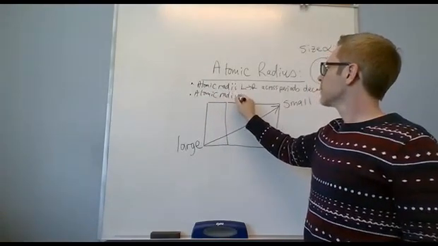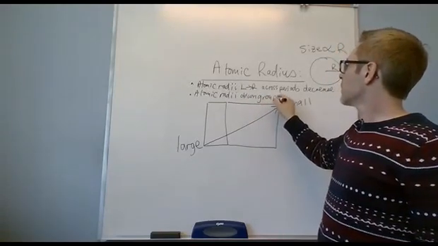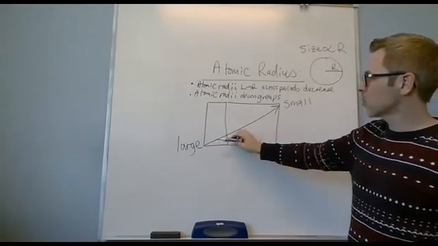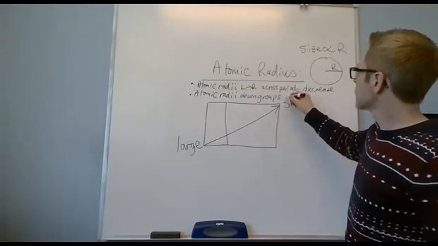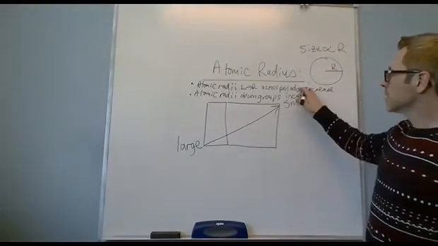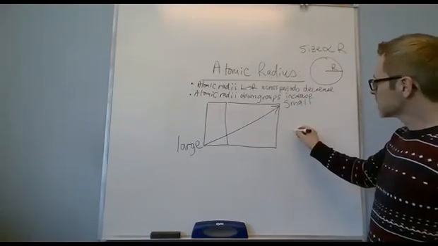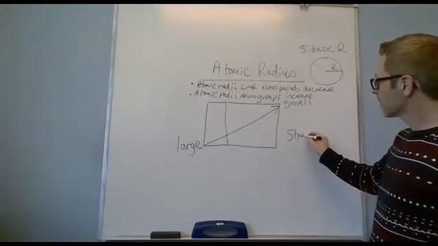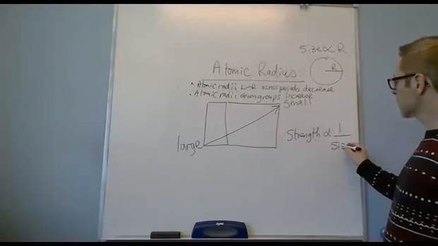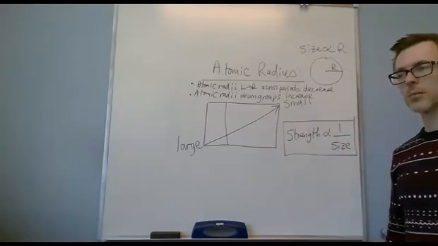Atomic radii down groups: you go down any group, you're going away from the small end towards the large end. So atomic radii increase. Notice this is the opposite trend for strength. So we can see that strength is proportional to one over size. They have exactly the opposite relationship.